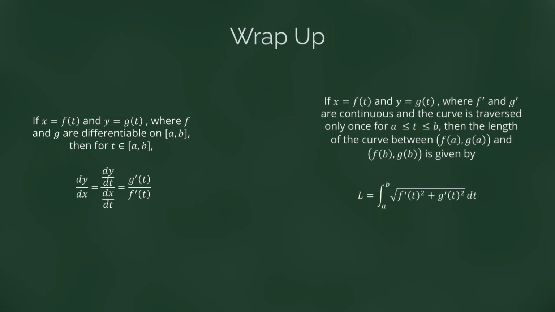Summing things up, we've seen that without needing to unparameterize our parameterized curve, we can use things like the chain rule and some algebra in order to come up with a formula for both the derivative of a parameterized curve and its arc length.